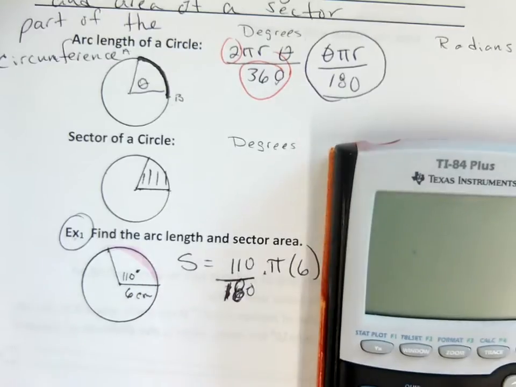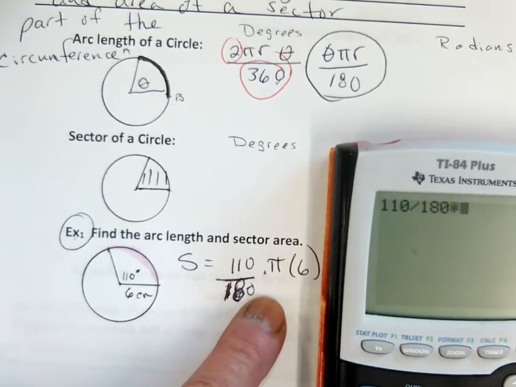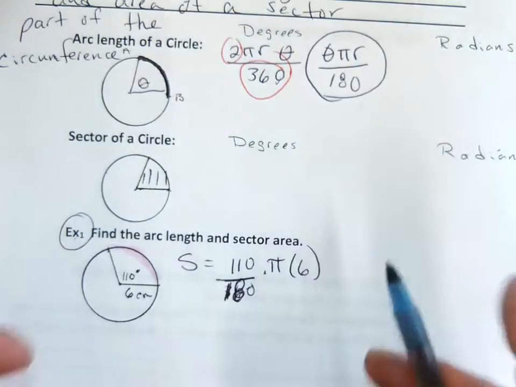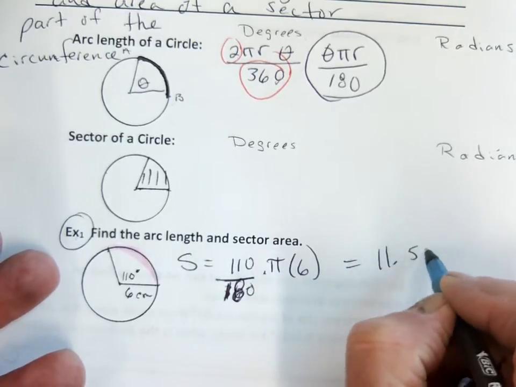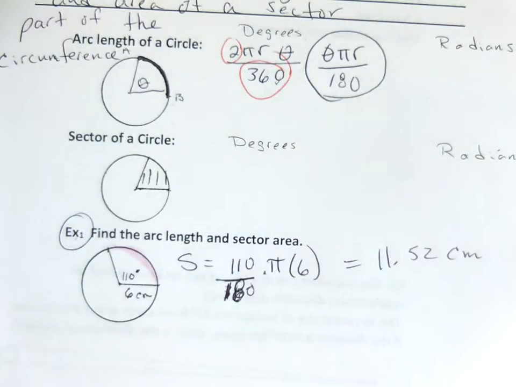So I'm just going to use my calculator. 110 divided by 180 times my pi times my 6, and my arc length is about 11.52 centimeters. Okay, pretty easy. And thank you, Ellie, for my mistake.